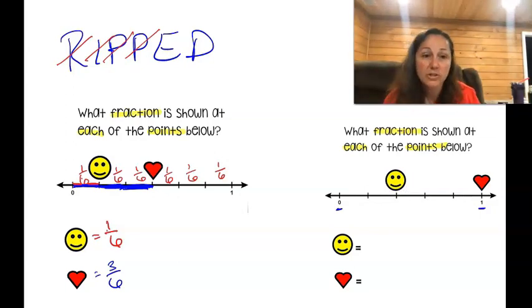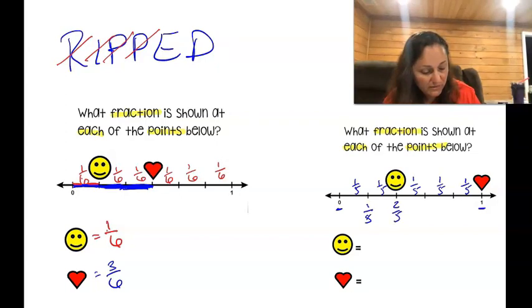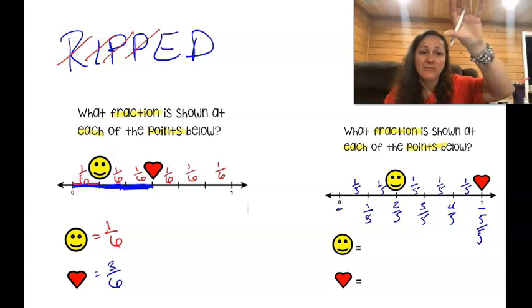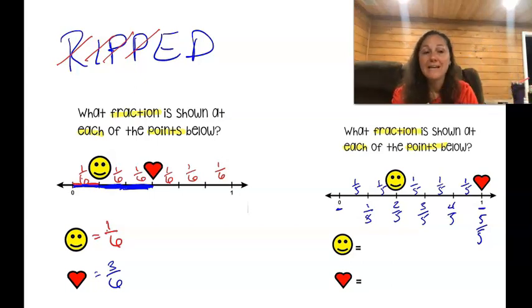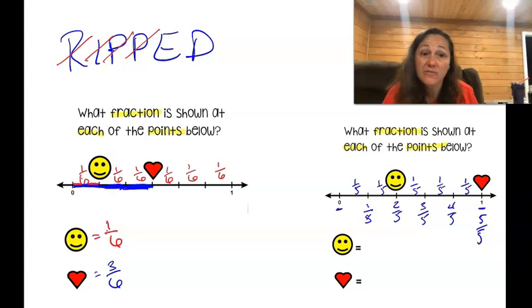So each one of these pieces is 1/5. That's 1/5. That's 1/5. That's 1/5. Okay, makes sense. Now, if I numbered my number line and I went up, this would be 1/5, 2/5, 3/5, 4/5, and this last one would be 5/5. Because I know, when I have a 5 over a 5, that's a whole, that's a one. Or if I had 6 over 6, that would be a whole. Or let's get wild, 8 over 8, that would be a whole. They all equal one. So 5/5 is one.